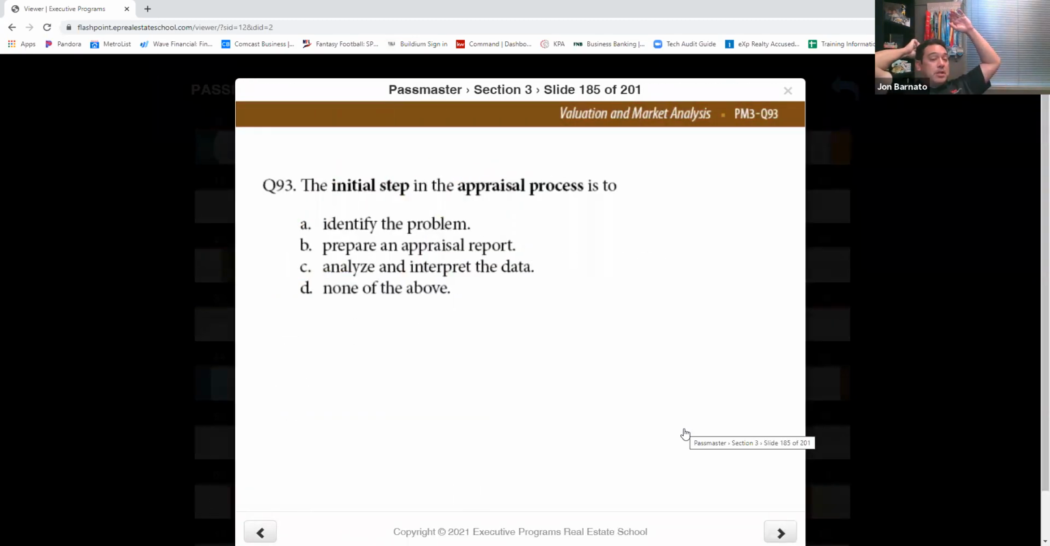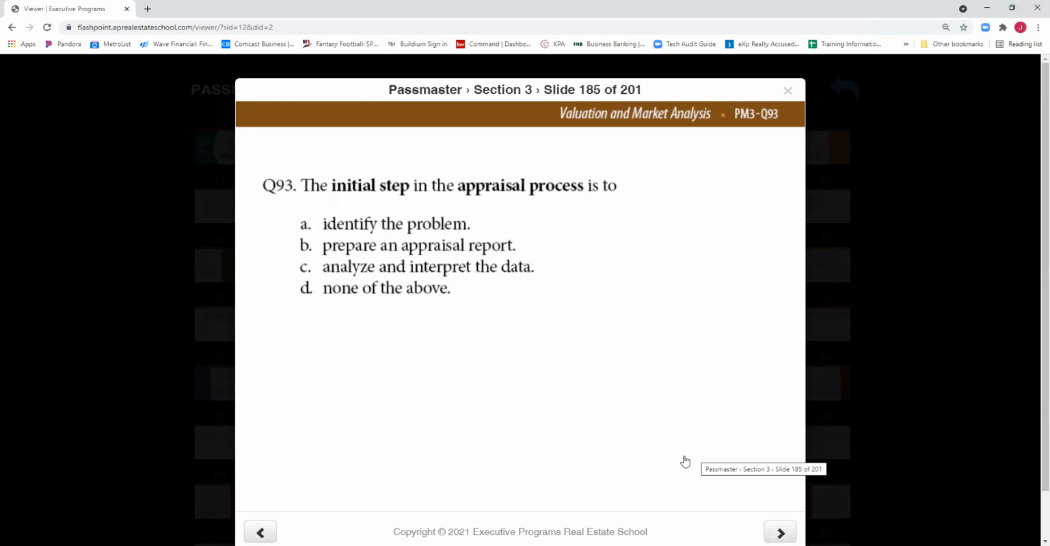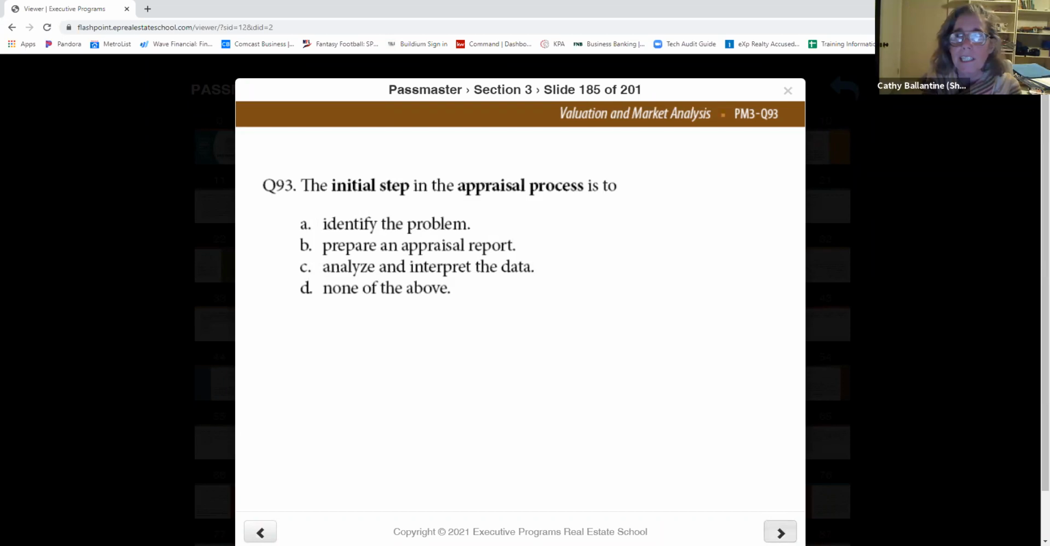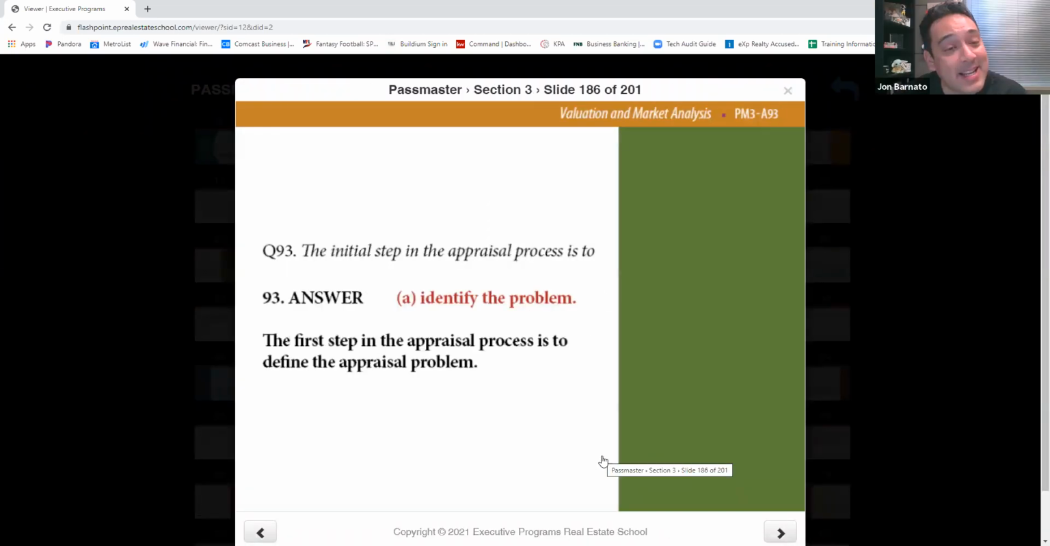The initial step in an appraisal process is to what? What do we do? So you're an appraiser. You're gonna identify the problem, A. What's the problem? I think it's a B. First step, what is right? The initial step, what's the first step? Is it C? A. Analyze. You guys are all over the place. You have to know why you're doing the appraisal. Yes, Kathy, you are right. It's identify the problem. What's the problem? Like, are they selling it? Are they doing a refi or what? Oh. What did we learn throughout this process? How many different appraisal types are there?